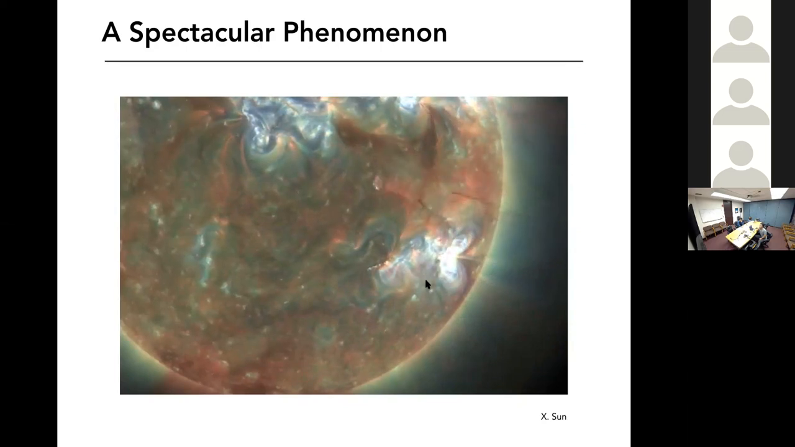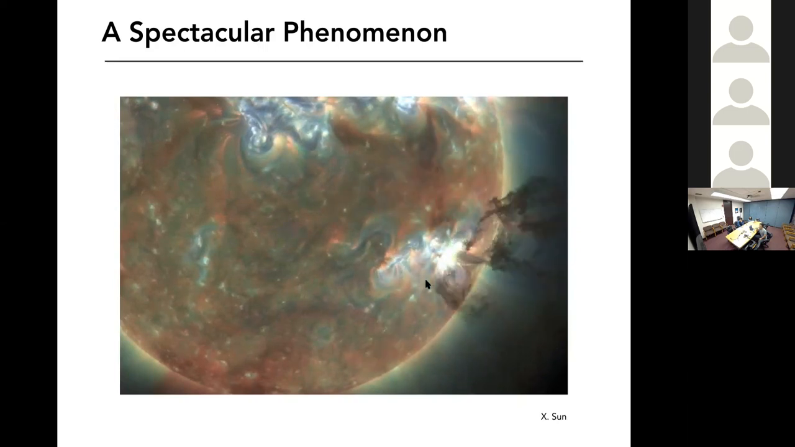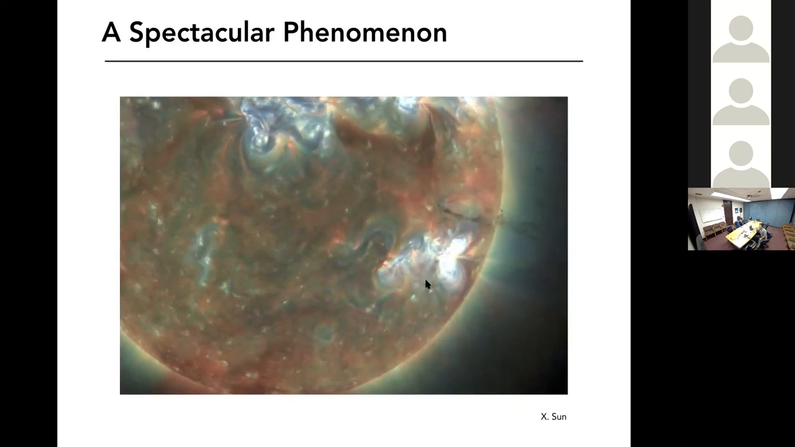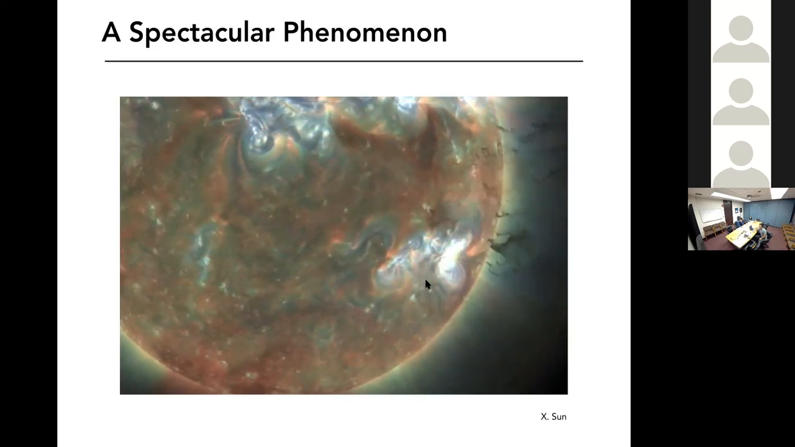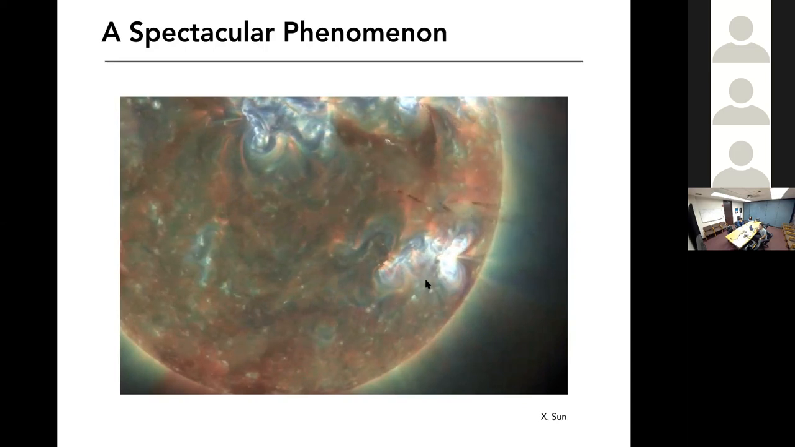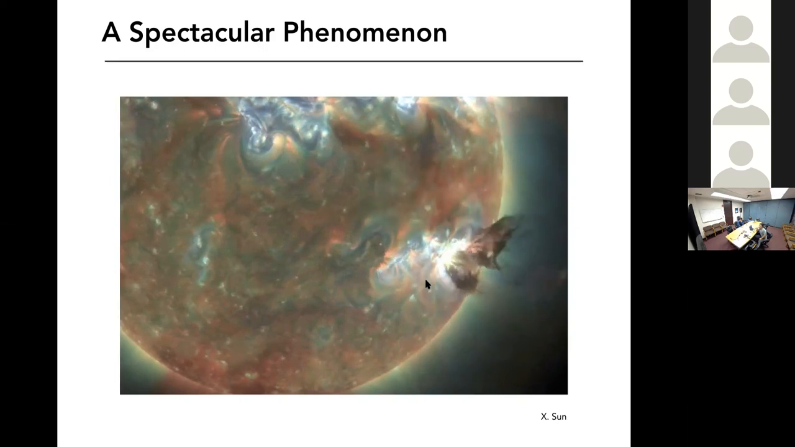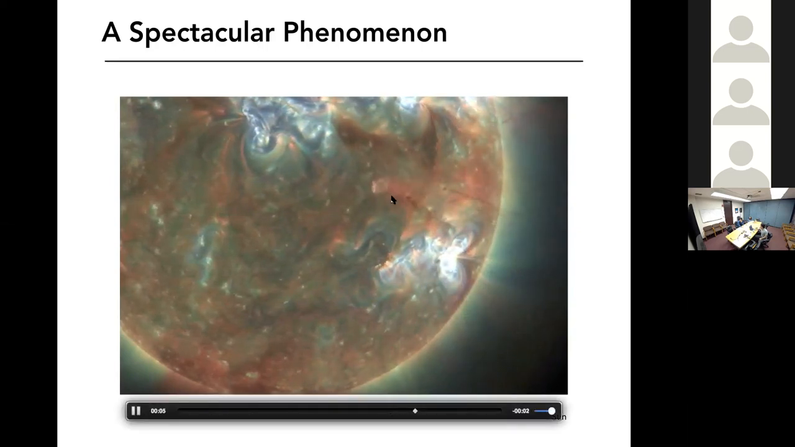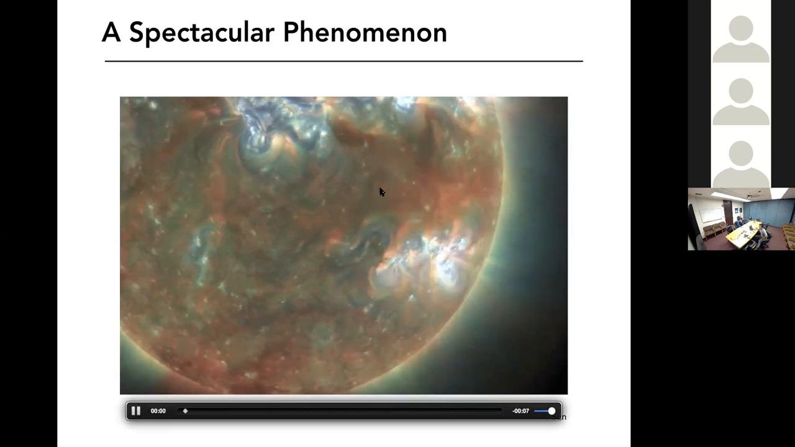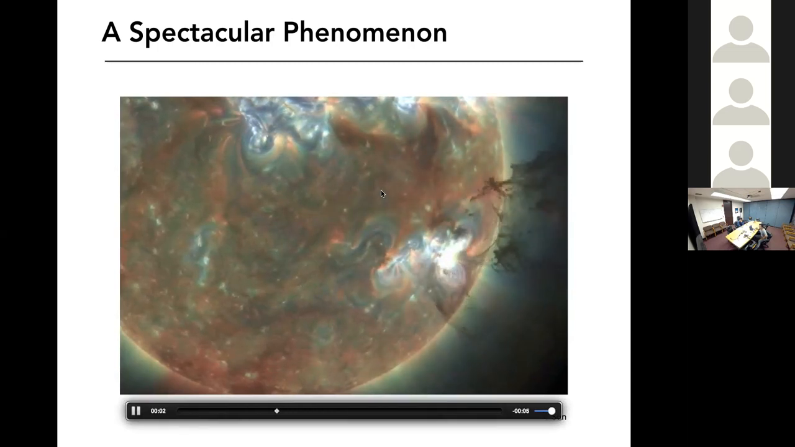So this is one of the rare cases where you have a very dense filament material being ejected, and partially falls back to the Sun. So there are so many things that you can study with this kind of observations. First, the fall back of these cool materials when they hit the solar surface.